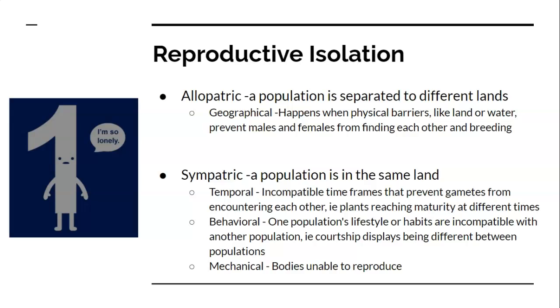And then there's mechanical. The bodies just can't reproduce. This could be if someone is infertile, or like you have a mule, which is never going to be able to give a viable offspring.